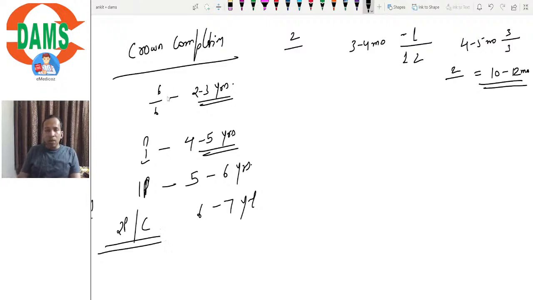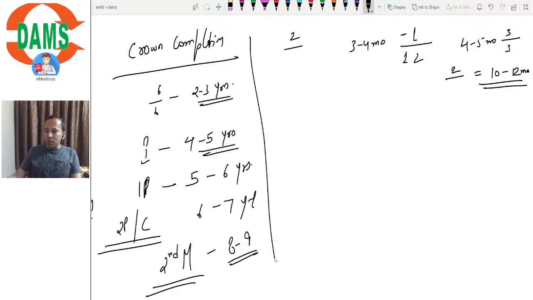The first molar has already completed. When will the second molar complete? Approximately 8 to 9 years, right? So this is the crown completion date. First premolar during the 5th to 6th year, and then second premolar and canine at 6 to 7 years, right? Then you all remember the eruption age.